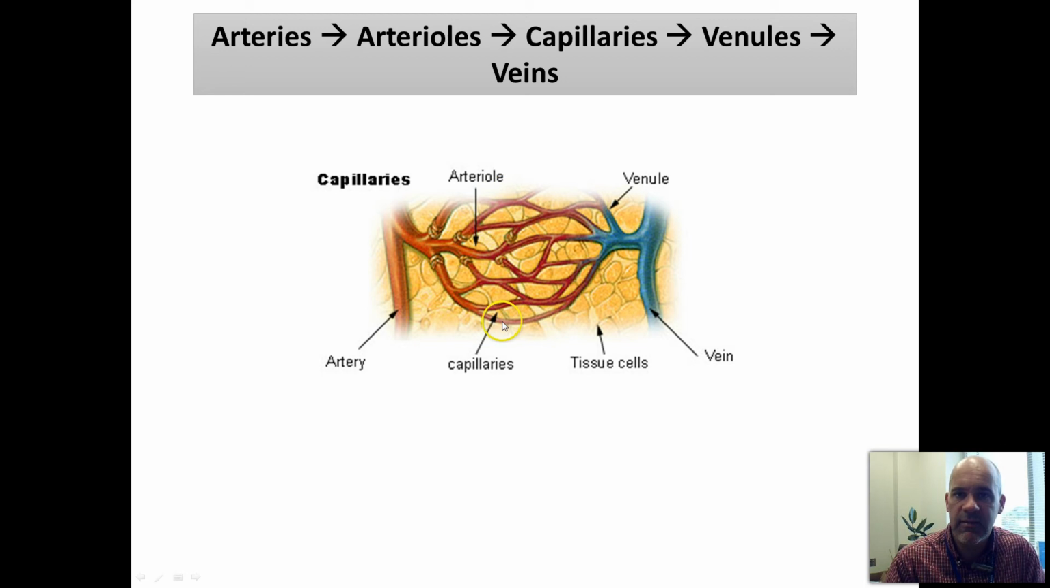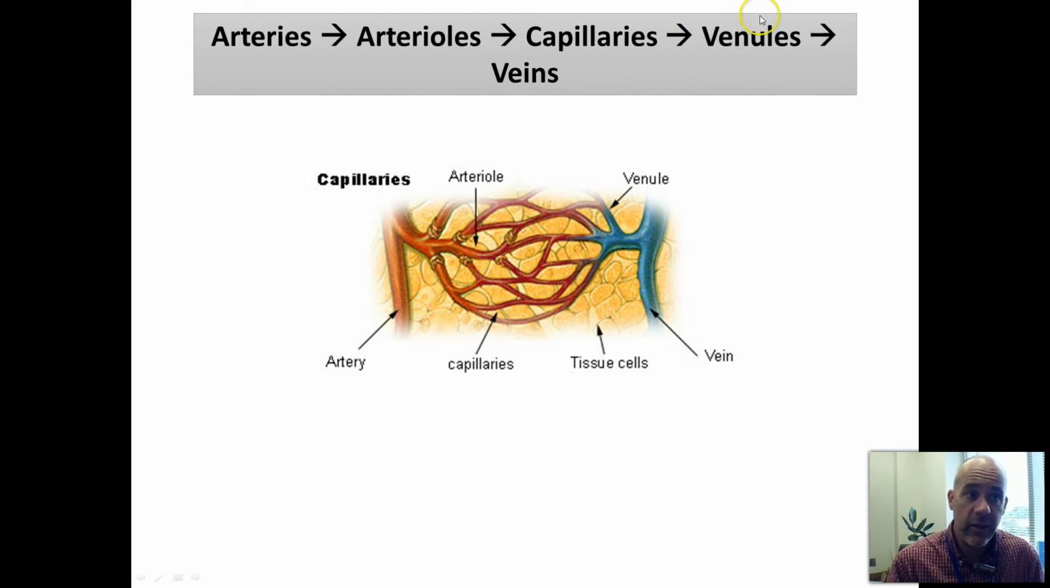Capillaries, these tiniest of blood vessels that are microscopic, their walls are only 1 cell thick. That's where you have the exchanges of fluids and gases and nutrients and waste and so forth back and forth with the tissue fluids. Here we are with a capillary bed in a pretend tissue.